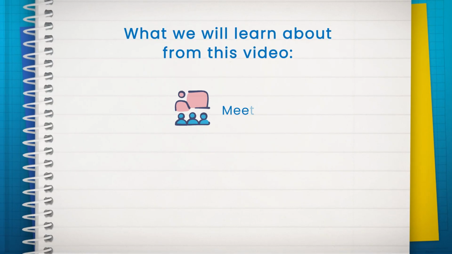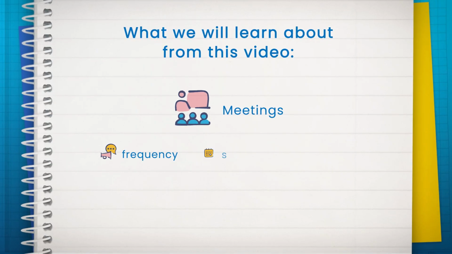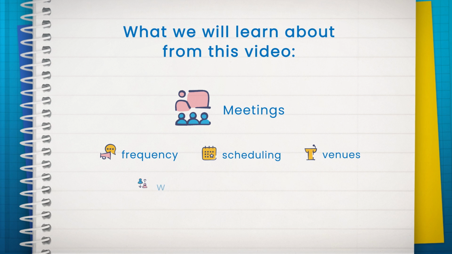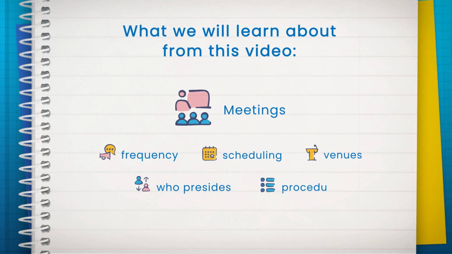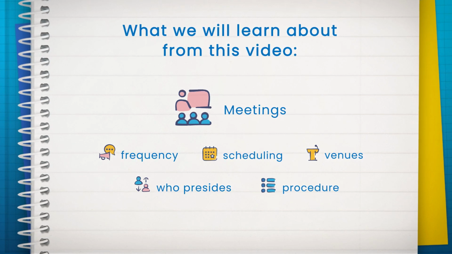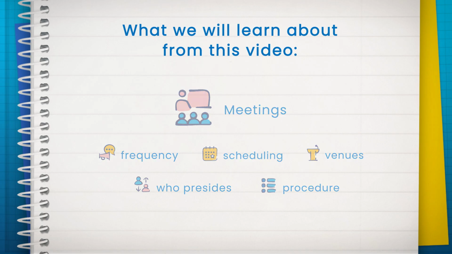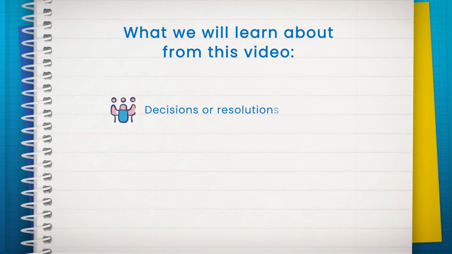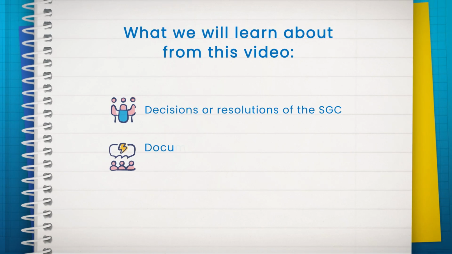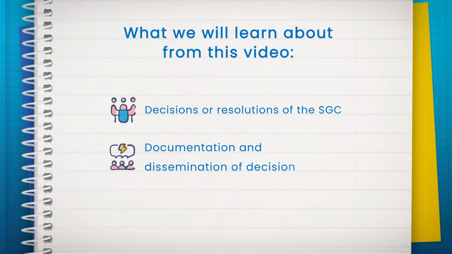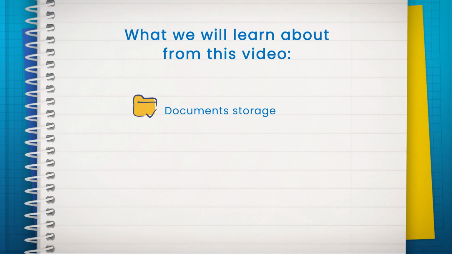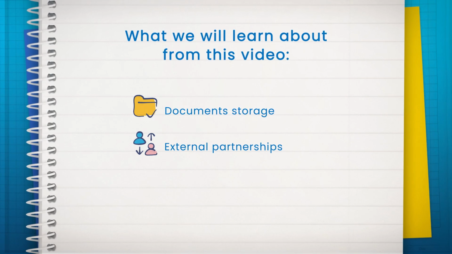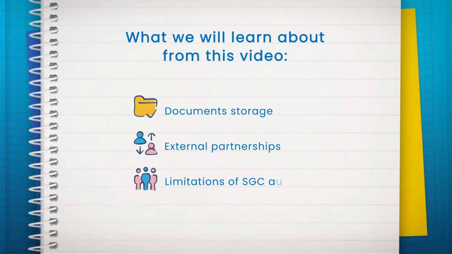Specifically, we will learn how meetings shall be called and scheduled and how often and where, who presides in each, as well as how these will be conducted. Other things we will learn about are how SGC decisions and resolutions are made, how decisions are documented and disseminated, the SGC's operating budget, storage of documents, external partnerships, and the limits of SGC authority.